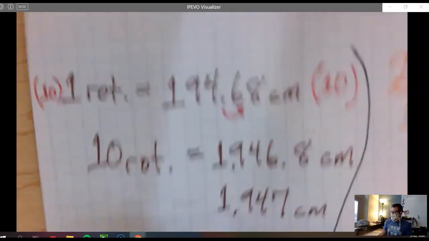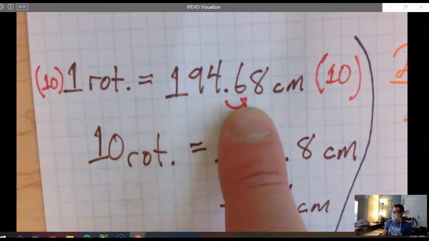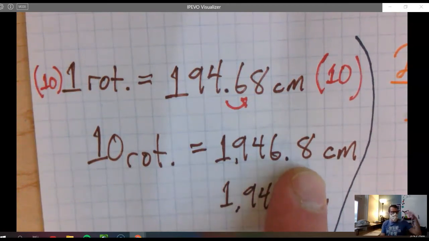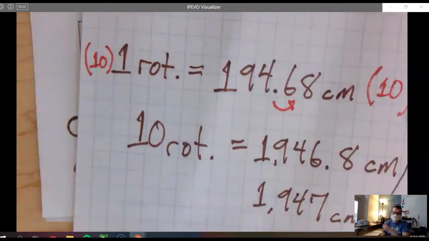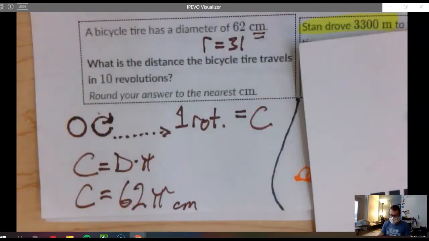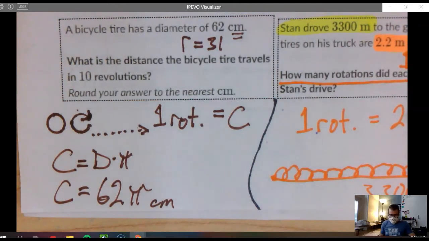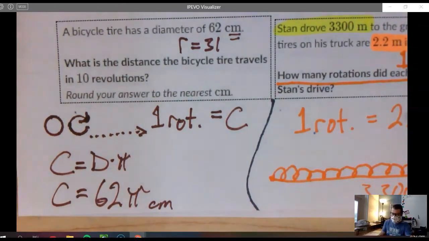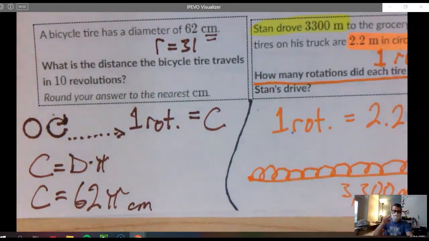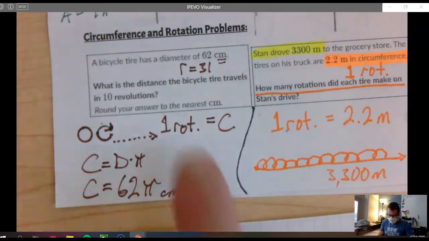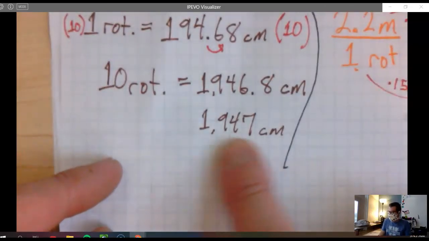So then, 10 rotations, when we multiply by 10, it bumps the decimal over, and we get 1946.8. Make sure you're not using your pi button. Make sure you're using 3.14. Same deal for Stanley. If you like my beautiful little picture here, that was me trying to show that a point on a wheel goes up and down and up and down the whole time that it's moving. Oh yeah, to the nearest centimeter. So sorry, the 1947.